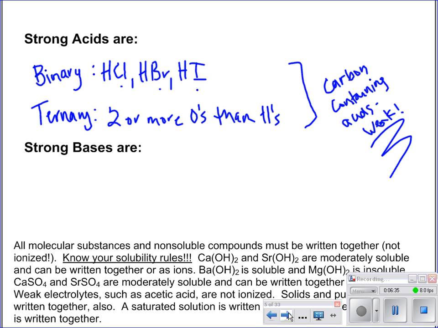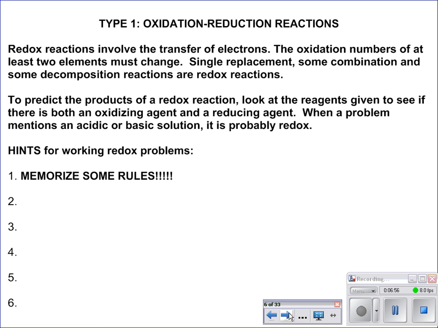Let's talk about our hydroxide. What are strong? Group 1 hydroxides, and what 2? Ba and Sr also. Everything else is weak. Okay. It's really messy writing. Sorry, folks at home. Okay, moving on. Let's go to our first type.